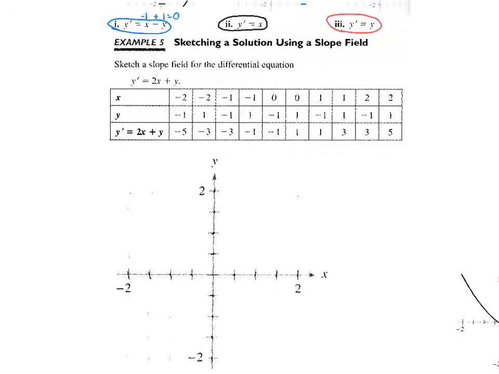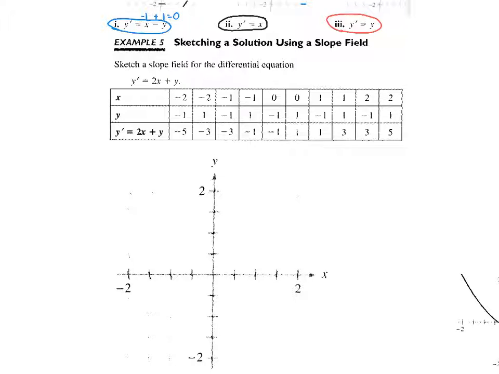Okay, so sketching a solution using a slope field. Okay? I'm going to assume you guys know how to plug numbers into an equation. Alright? You'll see this table. The only thing that may be different on, say, a test or a quiz or something is that maybe they don't give you the actual values in the third row here. Okay? But notice what we're told. We have a series of points here at (-2, -1), (-2, 1), (-1, -1), (-1, 1), (0, -1), (0, 1), (1, -1), (1, 1), (2, -1), and (2, 1).